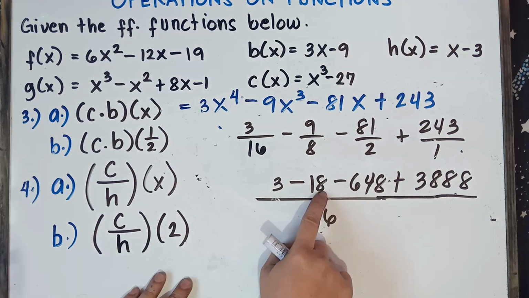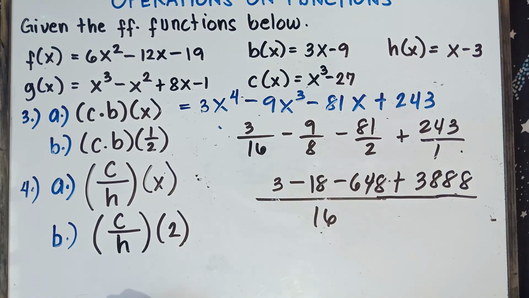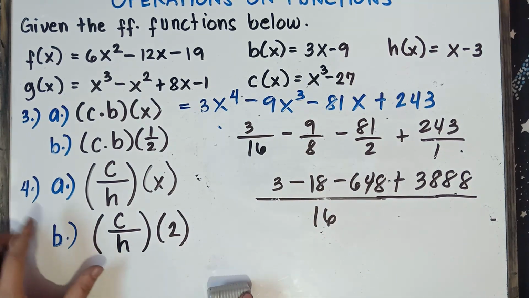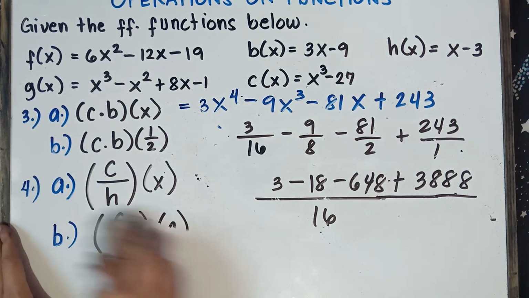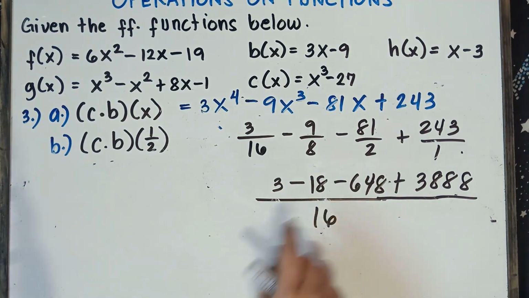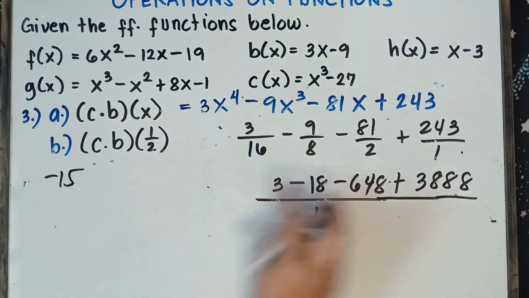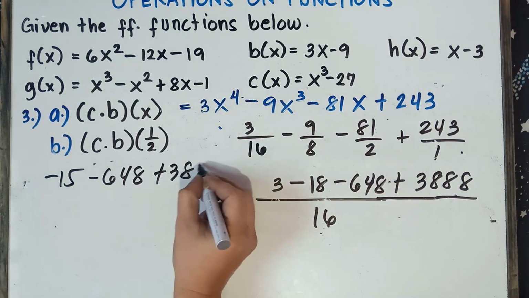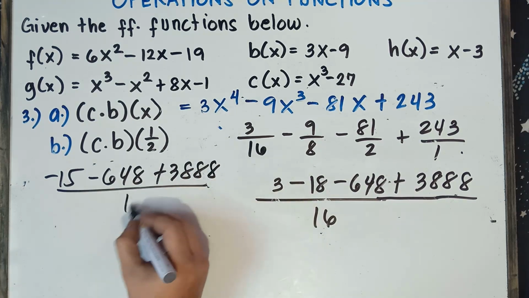Alright, and then simply combine this one, class. 3 minus 18, that would be negative 15. We don't have enough space, class. So let me just erase this one and write again, number 4 later on. So this will be 3 minus 18, that would be negative 15 minus 648, and then plus 3888 over 16.